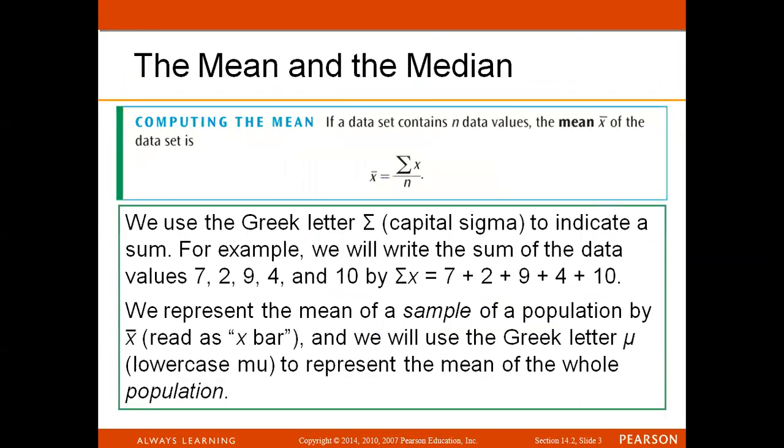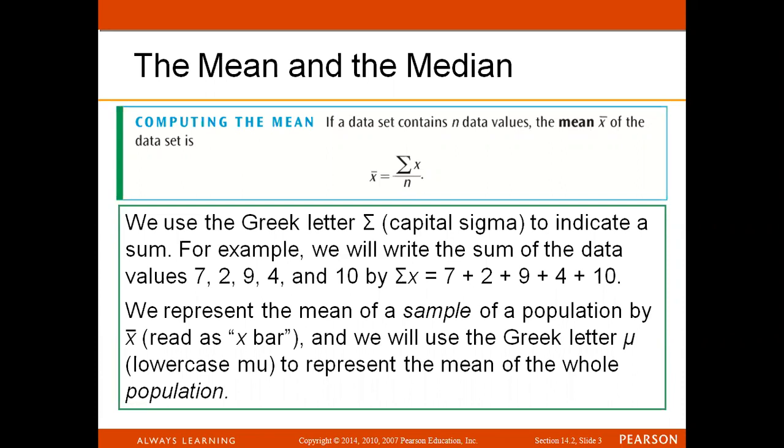The mean and the median. Computing the mean. If a data set contains n data values, the mean x-bar of the data set is x-bar equals the sum of x divided by n. We use the Greek letter, capital sigma, to indicate a sum. For example, we will write the sum of the data values 7, 2, 9, 4, and 10 by sigma x equals 7 plus 2 plus 9 plus 4 plus 10.